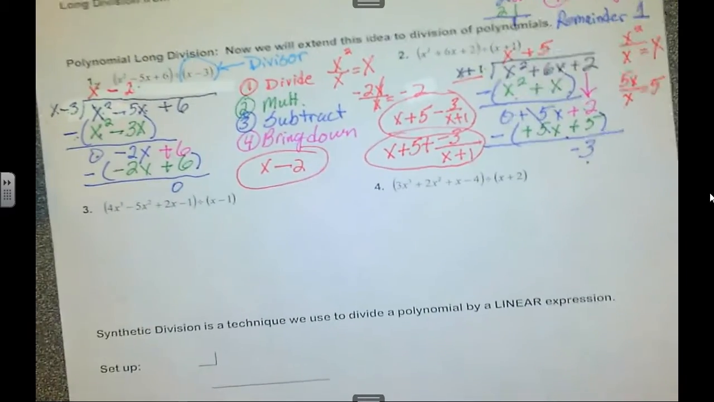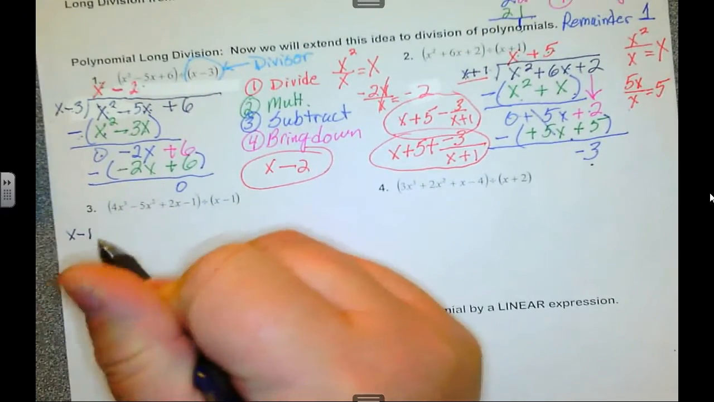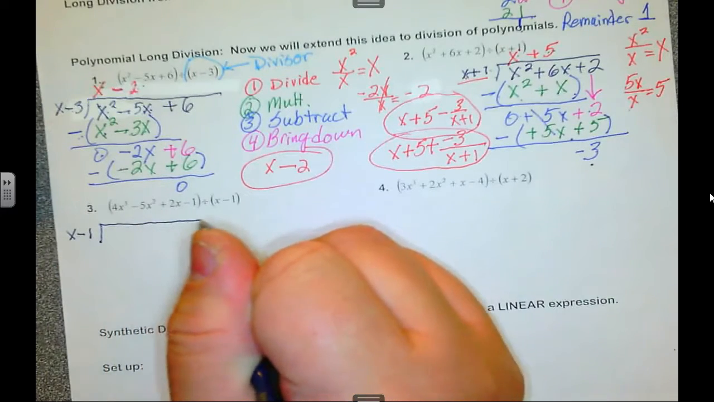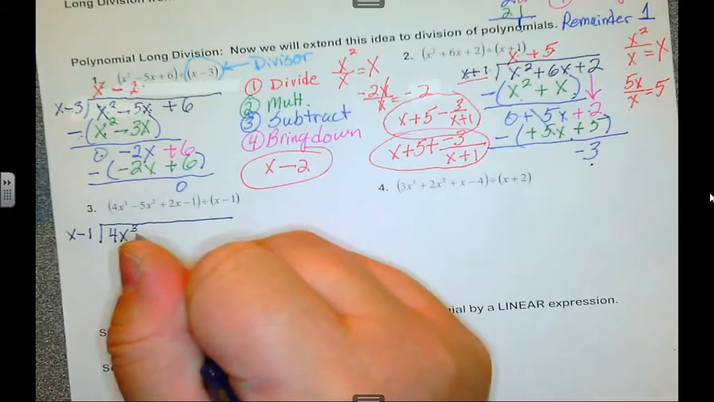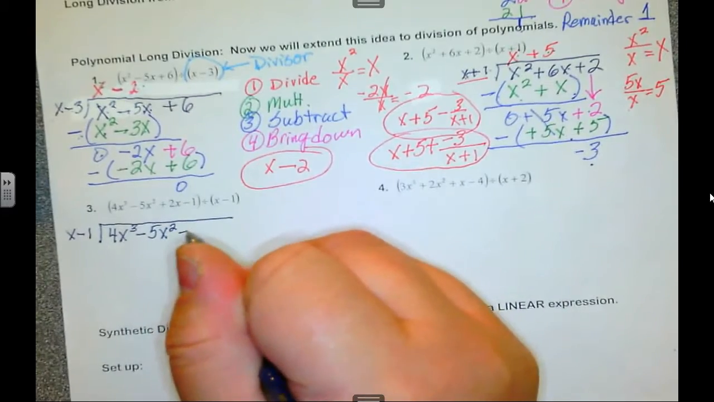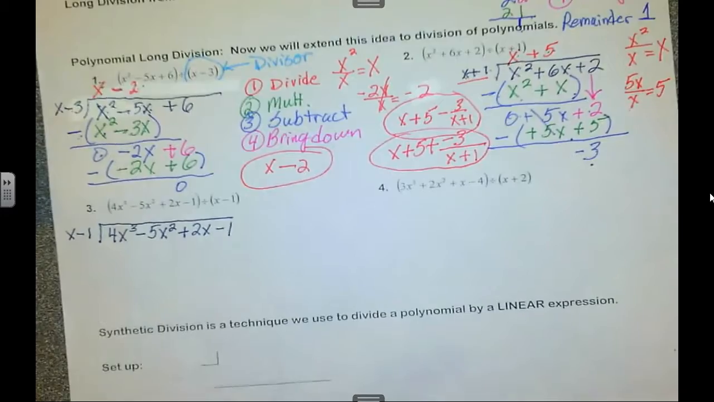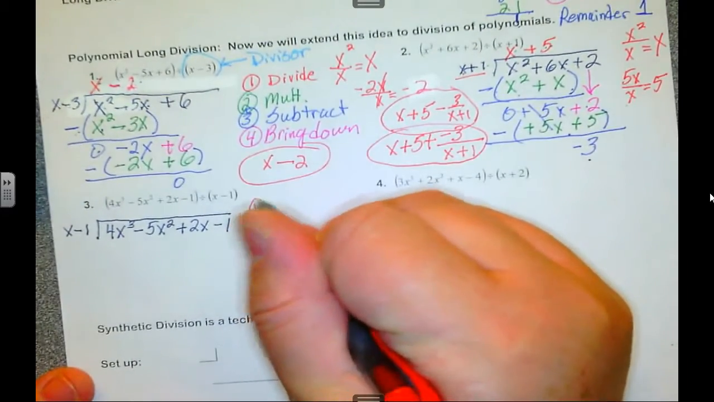Okay, here's my divisor, x minus 1. Gonna divide it into 4x cubed minus 5x squared plus 2x minus 1. Okay? Step 1, I'm going to divide.